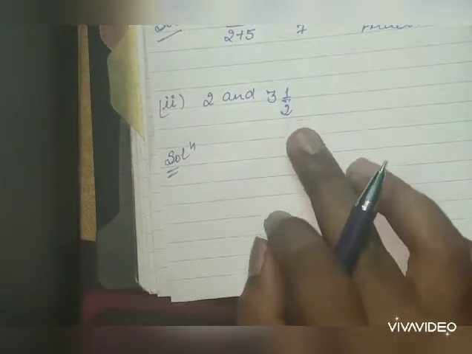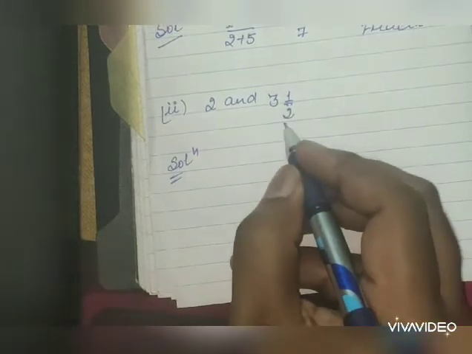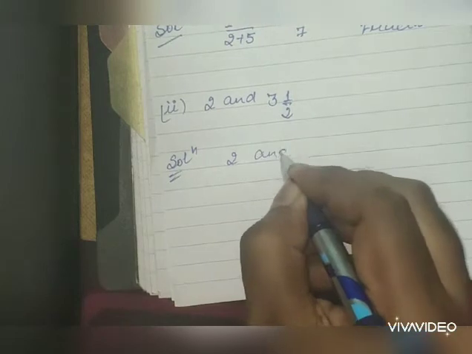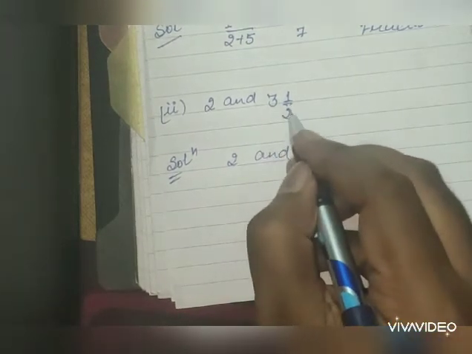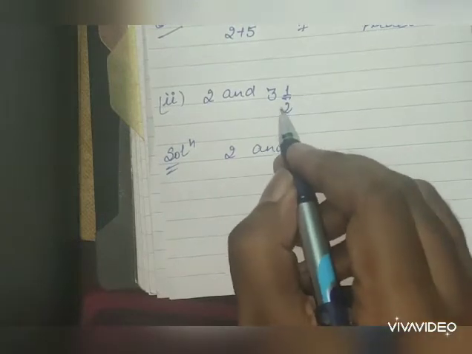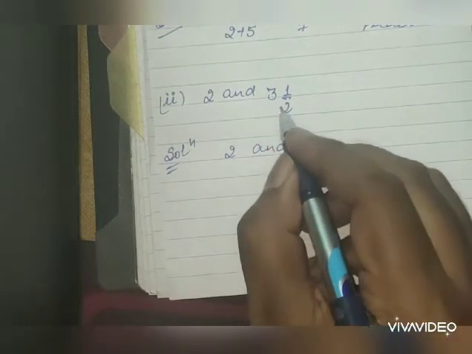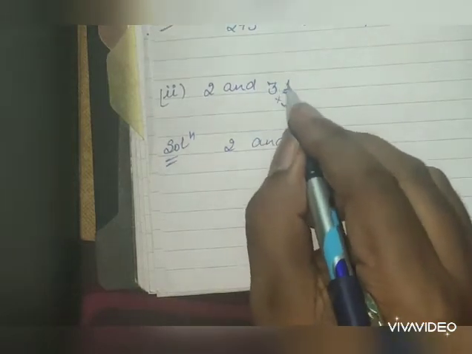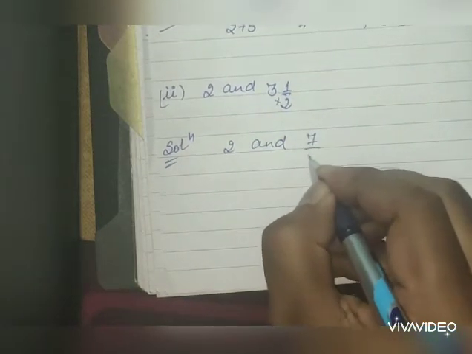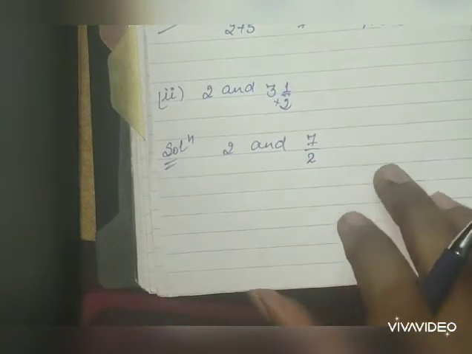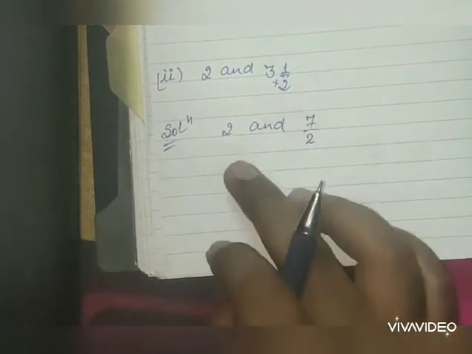Here one more question is given to you. 2 and 3 1/2. So first we will convert this mixed fraction into an improper fraction. So as I have told you, we will multiply it. 3 2s are 6, then 6 plus 1 is 7, so 7/2. Those who don't know, please see the previous session and you will understand it.